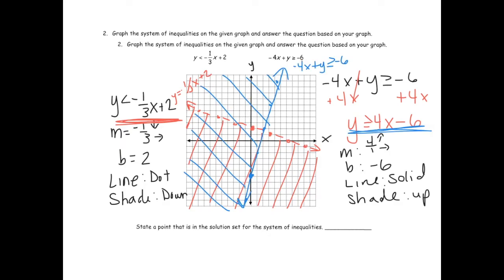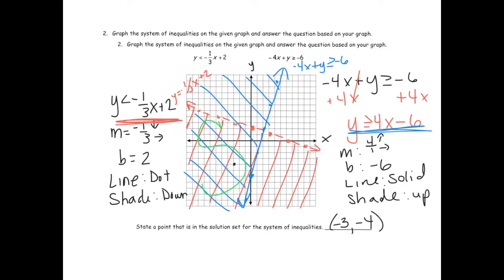And here is the graph of y is greater than or equal to 4x minus 6 with a solid line shaded up. All right, now we are going to indicate that this here is the solution set with an S. State a point that is in the solution set for the system of inequalities. It could be anything. So it could be this one too. Okay? So that is -3, -4.